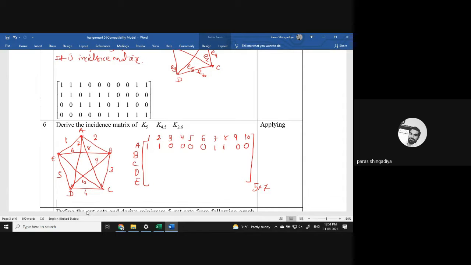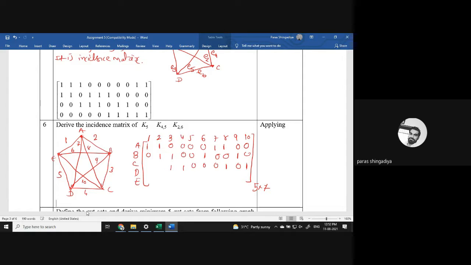Now B is connected with 2, 3 and 6 number and 9 number. Okay? 2, 3, 9 and 6. Clear? 2, 3, 9, 6. Now for C, 3, 4, 8 and 10. Okay? This edge is number 8. 3, 4, 8 and 10.